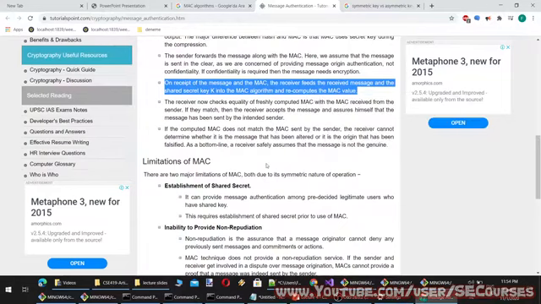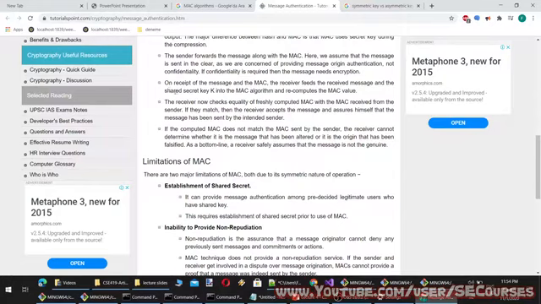On receipt of the message and the MAC, the receiver feeds the received message and the shared secret key K into the MAC algorithm and recomputes the MAC value. So here the important thing is the secret key K.